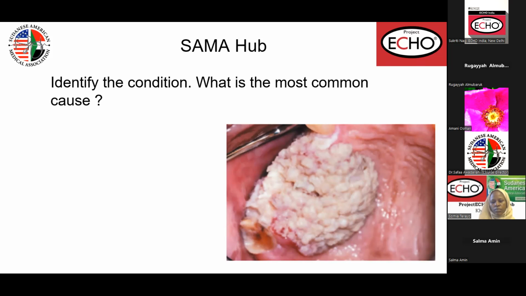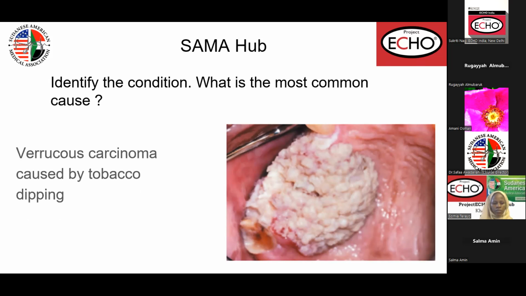Verrucous carcinoma. Thank you very much. It is verrucous carcinoma. It's very typical. The appearance is quite typical. It's not very confusing. The most common cause of verrucous carcinoma is tobacco dipping. And this is actually caused by tobacco dipping.